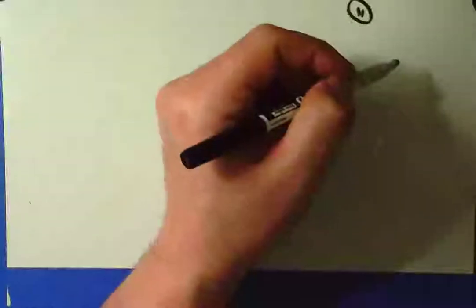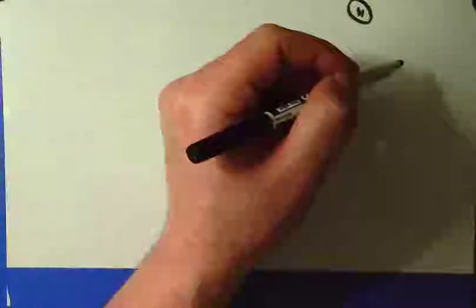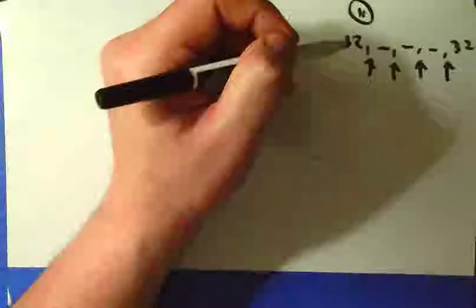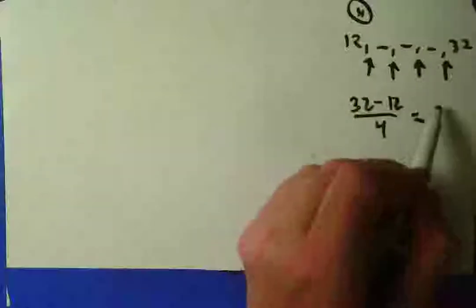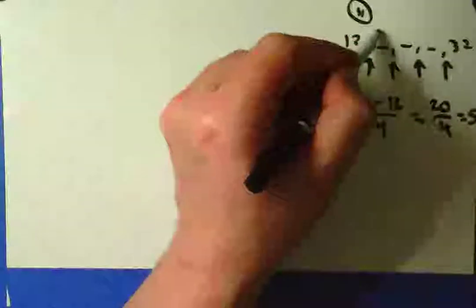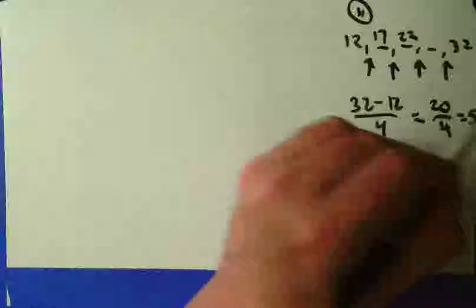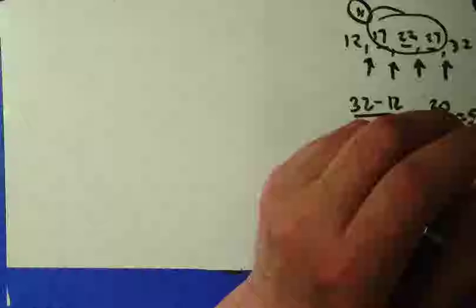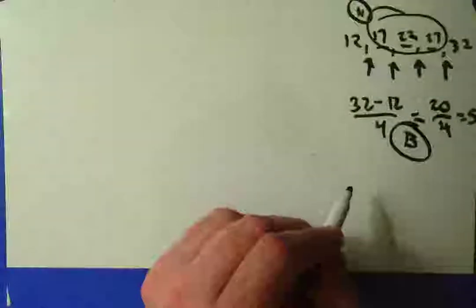Okay, how about 11? What three numbers should be placed in the blanks so that the difference is the same between these consecutive numbers? 12, blank, blank, blank, and then 32. Well, I see I'm going up once, twice, 3, 4 times between these numbers. So 32 minus 12 divided by 4 going ups, or 20 divided by 4, means each time I go up I should add 5. So 12 plus 5 would be 17, and 17 plus 5 would be 22, and 22 plus 5 would be 27. And just to check, if I add 5 to 27, it does in fact get me to 32. So the numbers I'm looking for are 17, 22, and 27. That corresponds with choice B. 12.